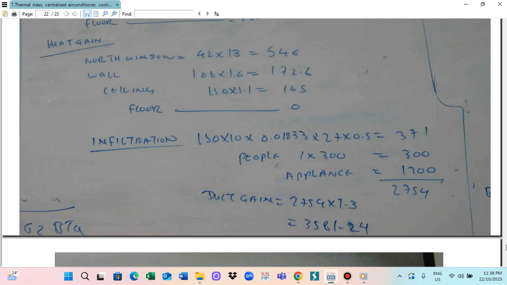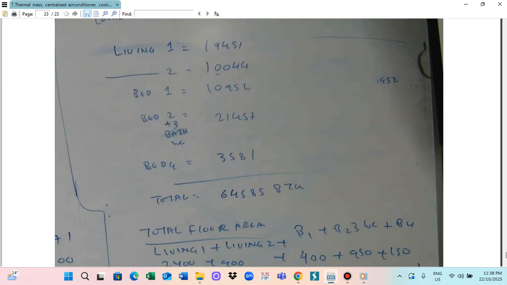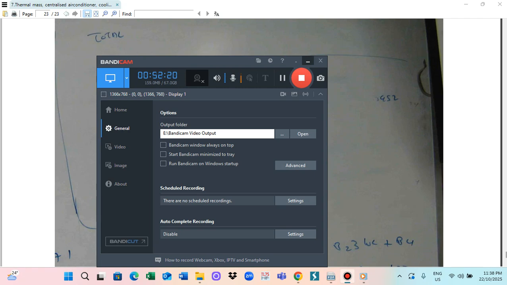Appliance will be 1200. 1200, so you add the rest, so this is 2754. And the other things are 2754. So this is for the heat gain. So 2754 multiplied by 1 by 3, and you get 3581.24. So we got the result. So this is for bedroom 4.